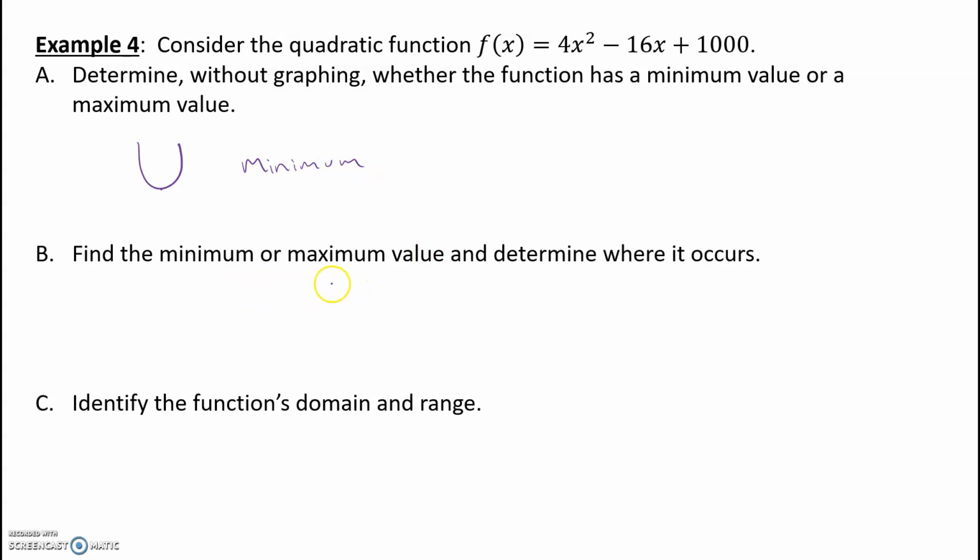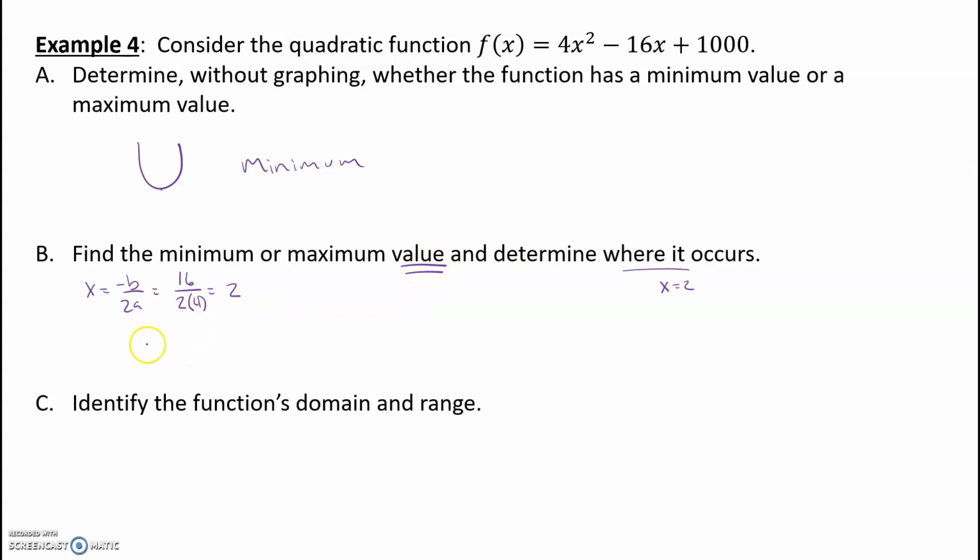Next one says find the minimum or maximum value and determine where it occurs. So let's determine where it occurs first. We want to find that vertex. So we have x equals opposite of b over 2a. Opposite of b is positive 16. 2 times 4 gets me 8. 16 divided by 8 is 2. So where does it occur? It occurs at x equals 2. Now, what is the value? We're actually going to plug that in and find out what that lowest point is.